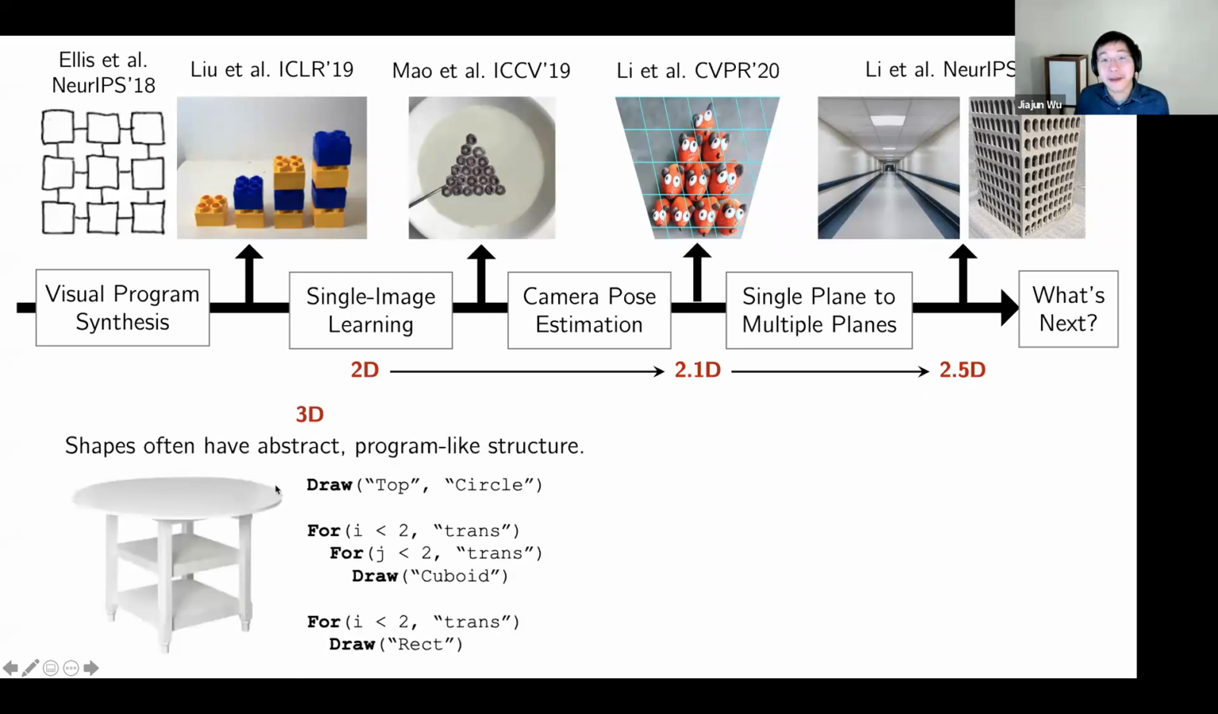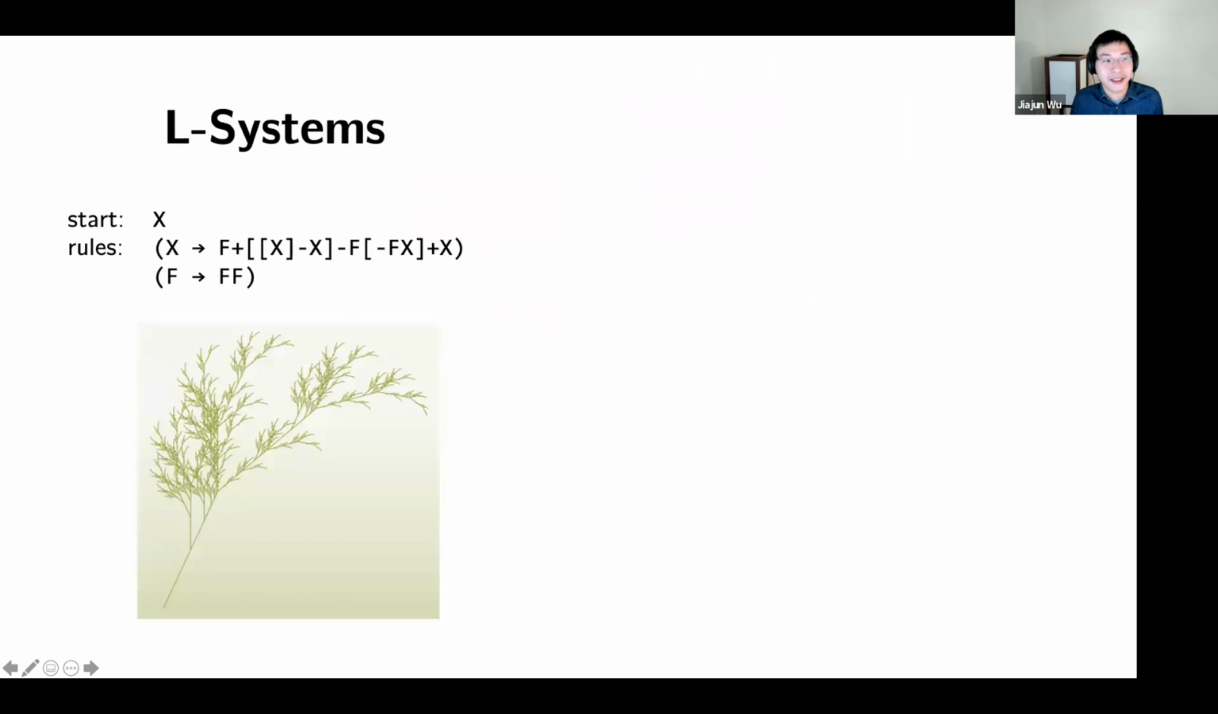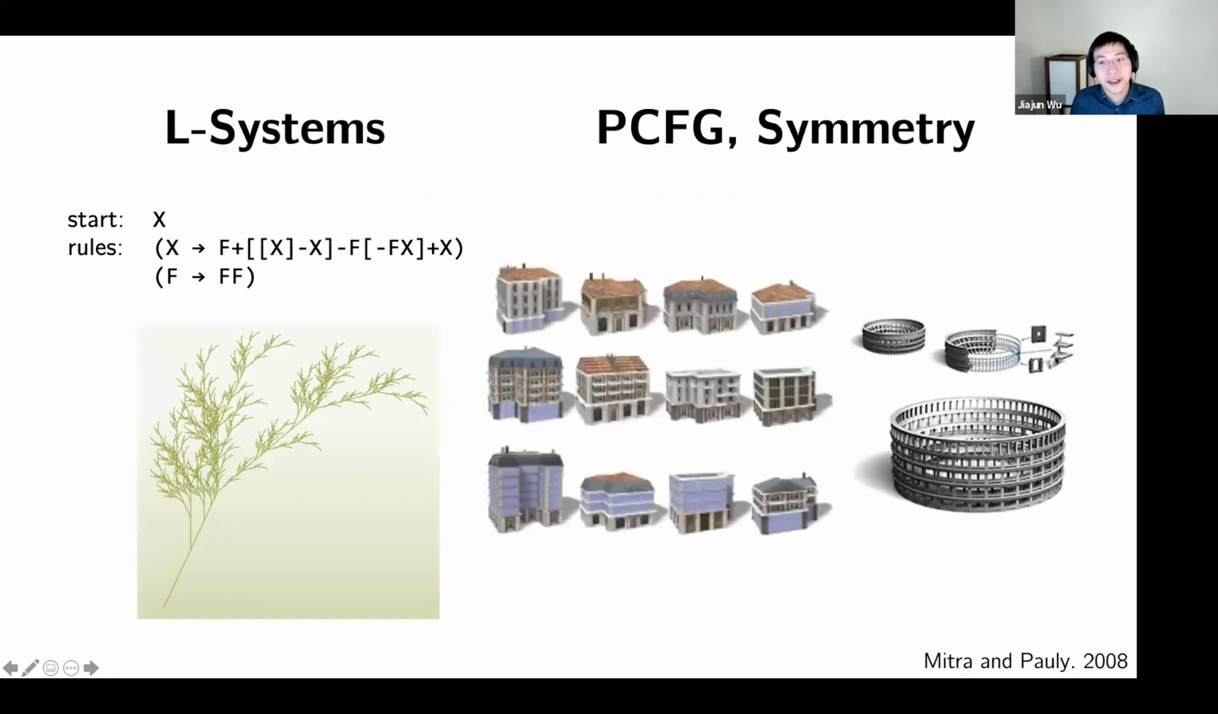Because shapes, essentially man-made objects, often have this kind of abstract and program-like structure. So can we actually use programs to explain 3D shapes? There has been a lot of work in this direction, especially in computer graphics. There are L-systems, which explain a hierarchical 3D structure using very simple equations, and there's probabilistic context-free grammar, or work that uses symmetry to model 3D shapes.